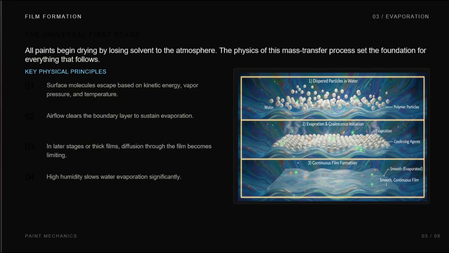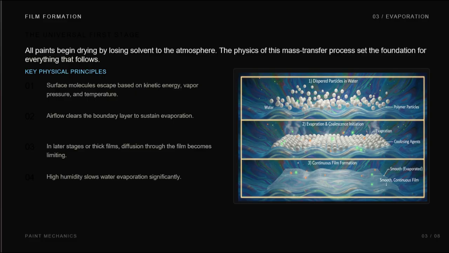All paints begin drying by losing solvent to the atmosphere. This mass transfer process follows well-understood physical principles. Surface molecules escape when they have sufficient kinetic energy. Airflow maintains the vapor concentration gradient by removing the saturated boundary layer. In thicker films or later stages, diffusion of remaining solvent through the developing polymer matrix becomes rate-limiting, following Fick's laws.